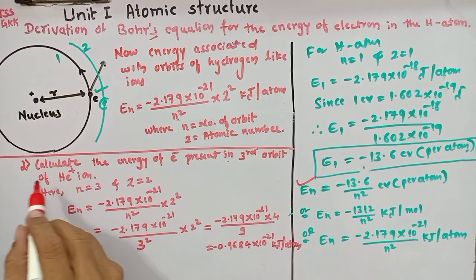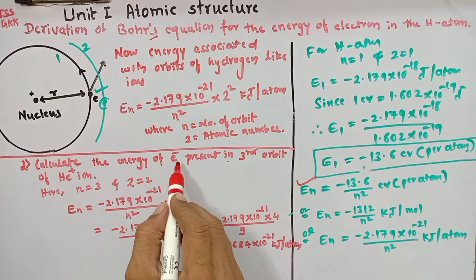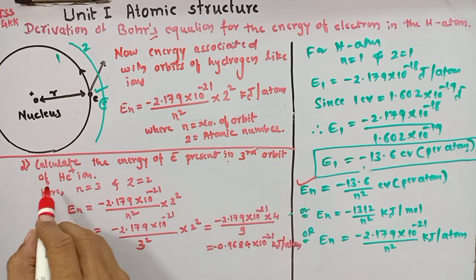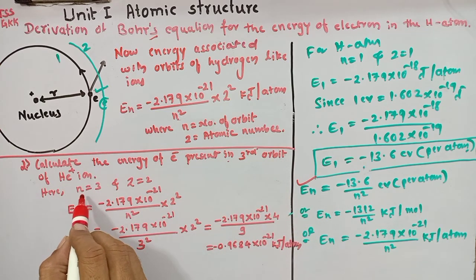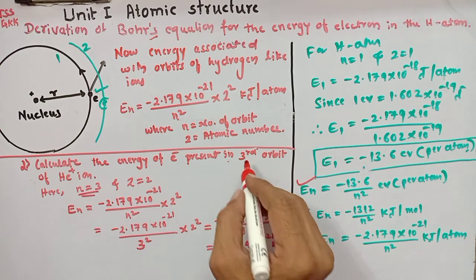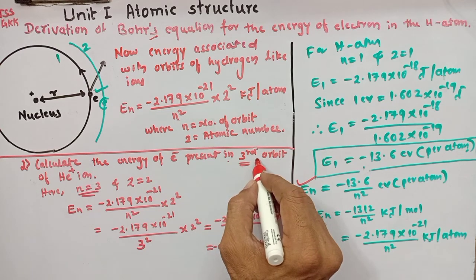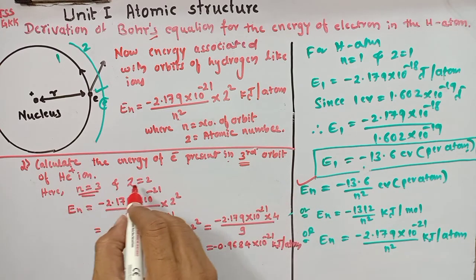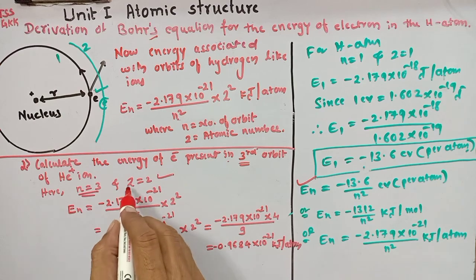Now, let us take one more example: calculate the energy of the electron present in the third orbit of the helium ion. Here n is equal to 3, because we are going to calculate the energy associated with the third orbit of the helium ion. Therefore Z is equal to 2, that is the atomic number of helium.